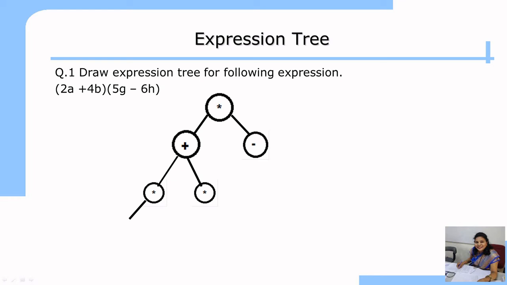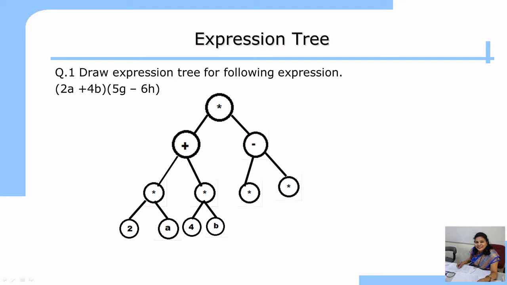In this multiplication, this is 2a. So 2 is at the left side of the multiplication and a is at the right side of the multiplication. So you write here 2, here a. Same like here 4, and here b. Again draw the same structure at the right side. Again minus is the root parent node. At the left side we find 5 into g and at the right side 6 into h. So minus will have the two children with the multiplication sign.